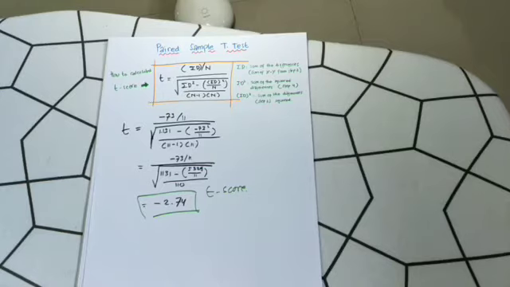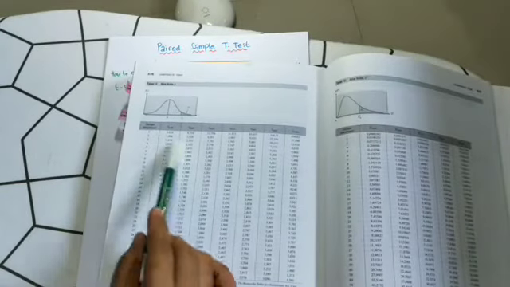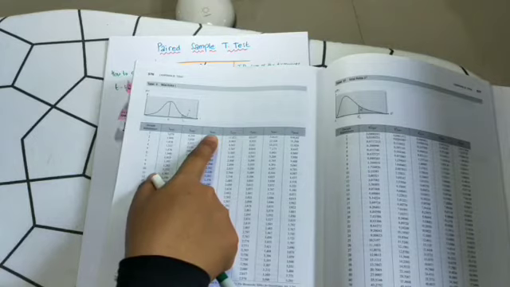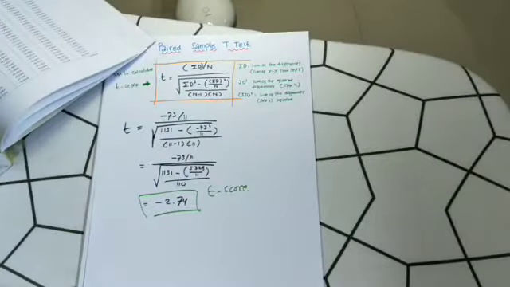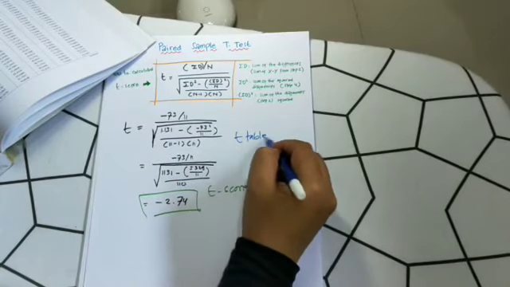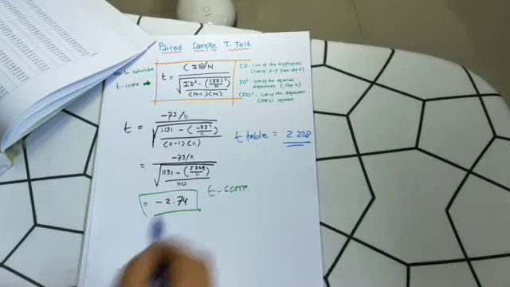From this sample problem, we can see this is 10 and 5%. It means 1.812, but if you make it two tails, you have to divide the alpha. 5% divided by 2 becomes 2.5% here because it is two tails, so you get 2.228. So your t-table value is 2.228, and this is your t-score.